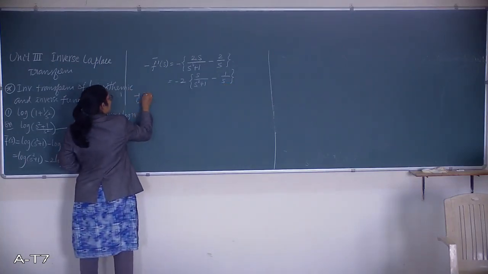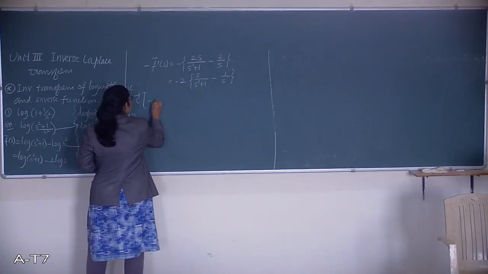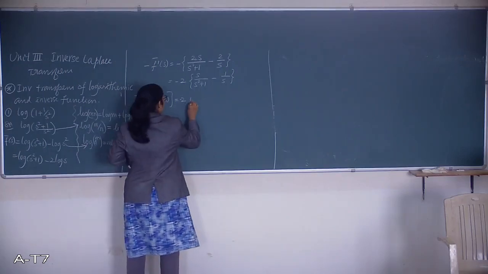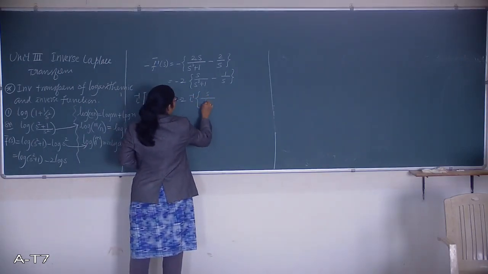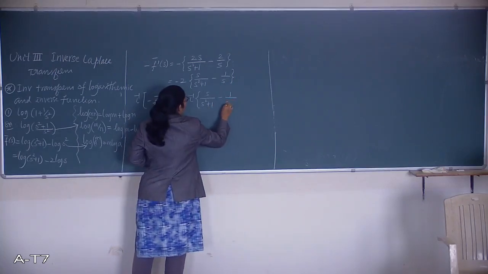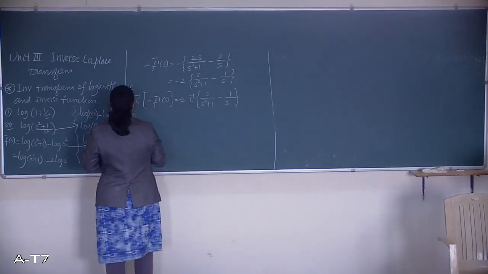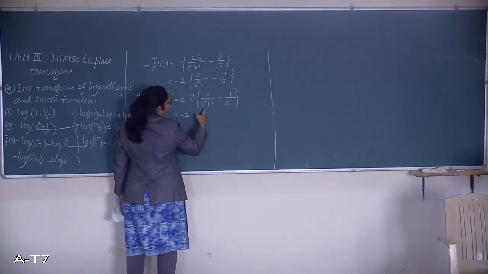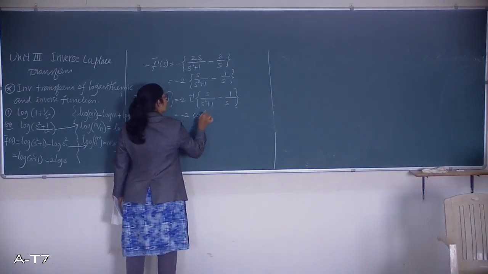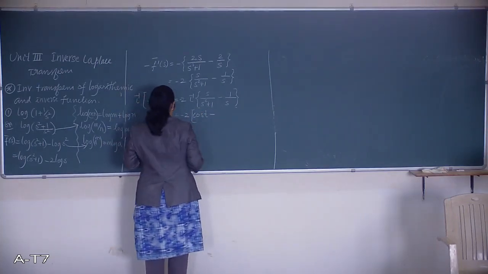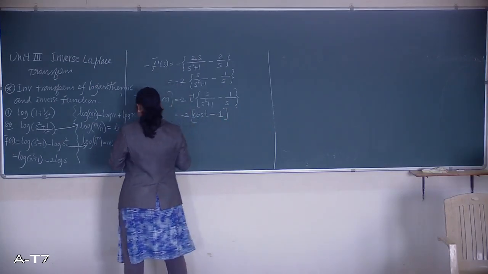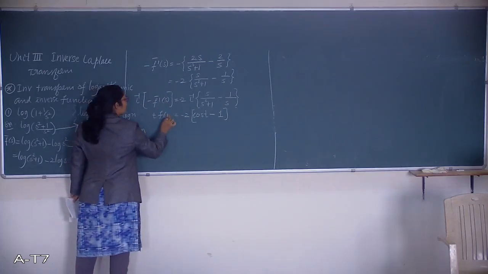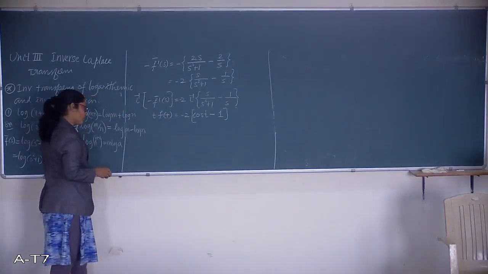Now finding L inverse of minus f dash bar of s is equal to minus 2 into L inverse of s divided by s square plus 1 minus 1 by s. Look at this, L inverse of s upon s square plus 1 is nothing but cos t, and minus 1 by s is nothing but minus 1. So that now L inverse of this is nothing. We are solving this for f of t.